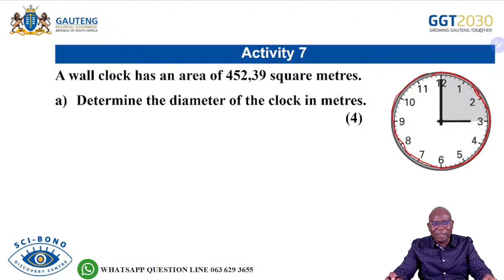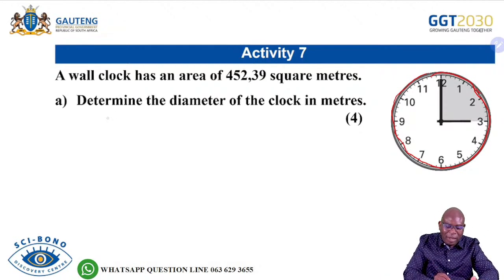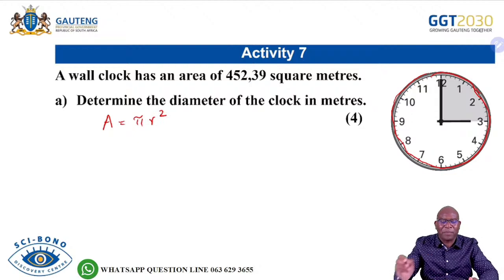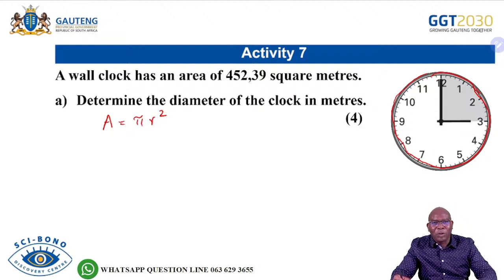For the circle, you need pi, which is a known value, and you also need the radius. If you remember the formula for the area, it's A equals pi r squared. I've got the pi, which I know. I've got the r, which I don't know.